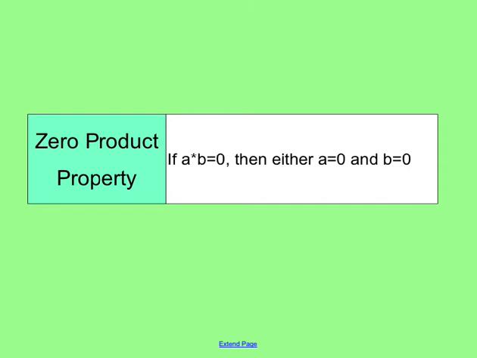The zero product property says that if A times B is equal to 0, then either my A is going to be equal to 0 or my B is going to be equal to 0. That kind of makes sense, right? In order to multiply to 0, something has to be multiplied by 0. So how are we going to use this?